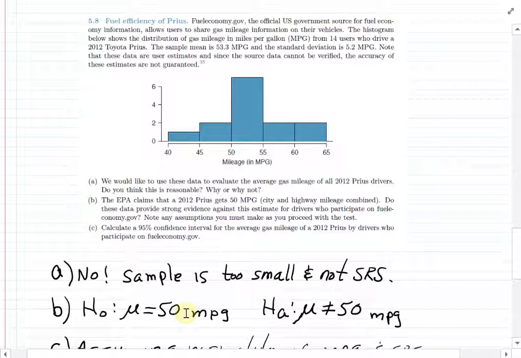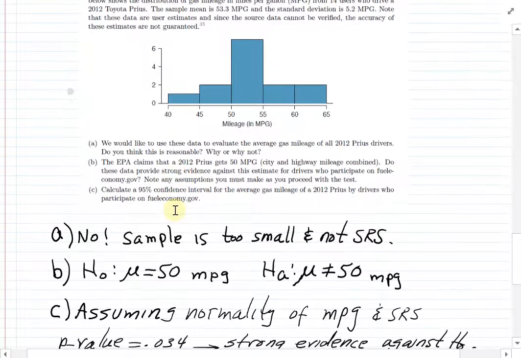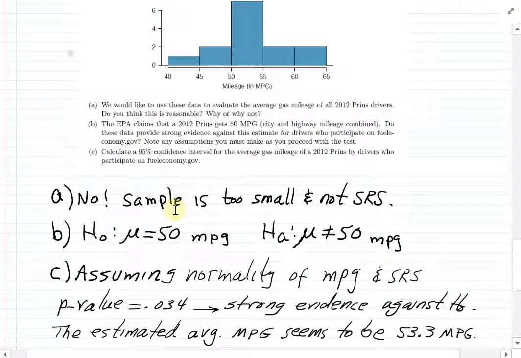And in part C, we want to calculate a 95% confidence interval for the average gas mileage. Okay. Now, one thing about part B, by the way, is that notice we are not given the size of our test, the alpha, the significance level. The question is do these data provide strong evidence? So what do we mean by strong evidence here? Remember, strong evidence means p-value less than 0.05. P-value less than 0.05 means strong. Less than 0.01 is very strong, and then you have different degrees of strength as the p-value gets smaller and smaller.